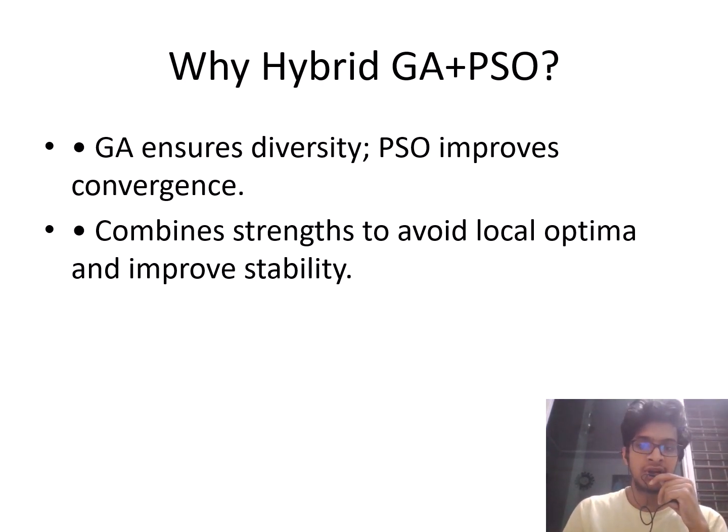GA adds randomness and diversity to prevent premature convergence, while PSO refines the solution more efficiently. So, for this purpose, we create a hybrid of GA and PSO as these complement each other.